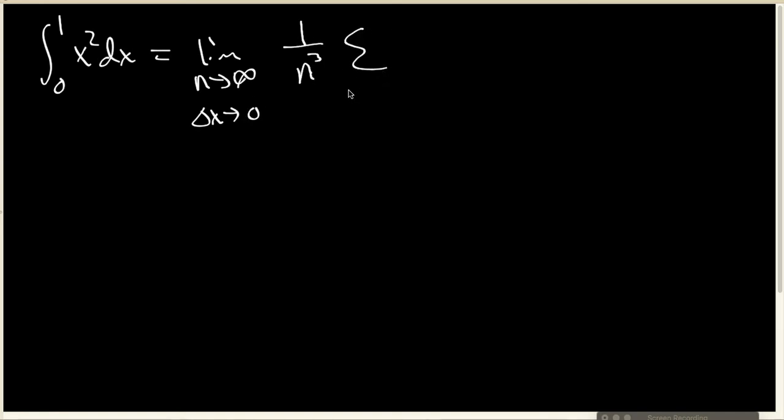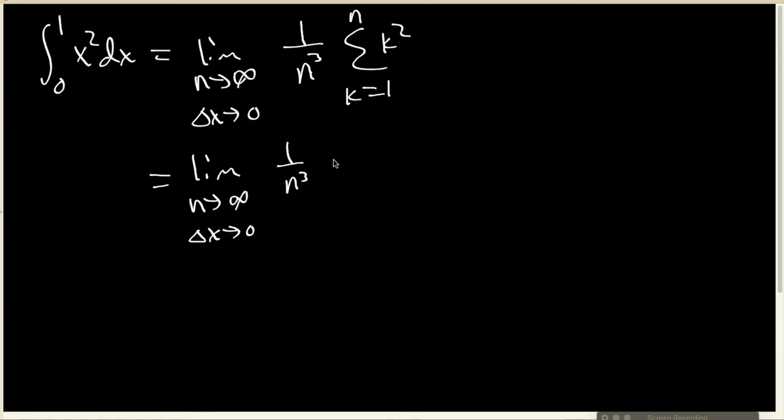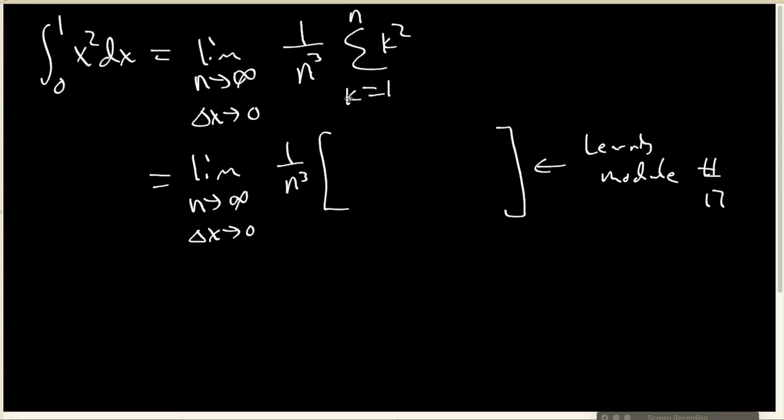We've gotten down to the point where we know that the integral between 0 and 1 of x squared dx is the limit as n gets big and delta x is shrinking to 0 of 1 over n cubed times the sum as k goes from 1 to n of k squared. But that is a summation formula that we happen to have a closed form for. So we are now looking at the limit as n gets big and delta x goes to 0 of 1 over n cubed times, and this is from learning module number 17, if I recall correctly, this closed form is n times n plus 1 times 2n plus 1, all divided by 6.